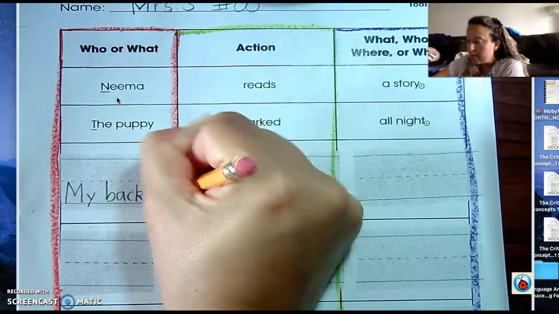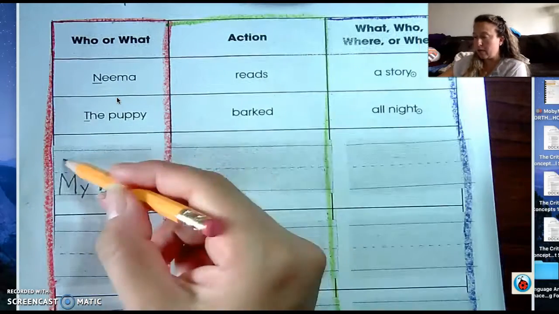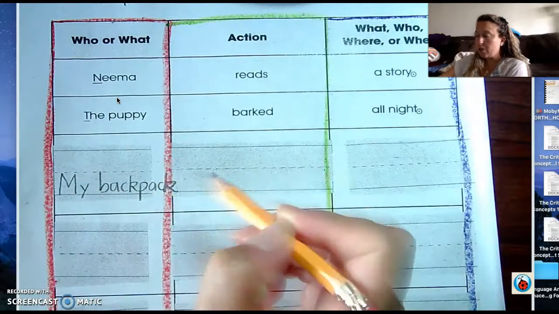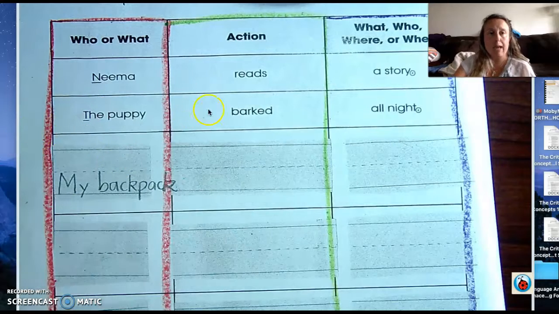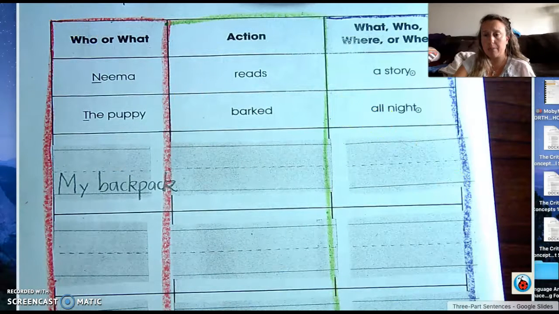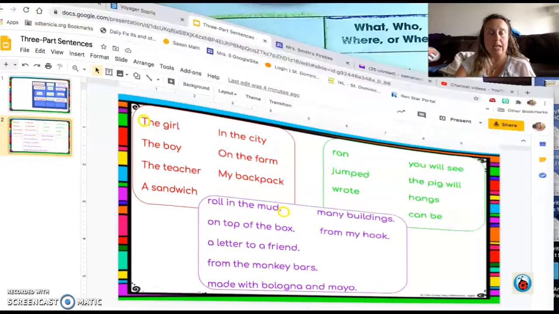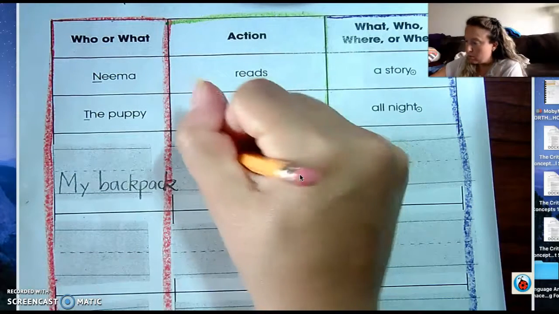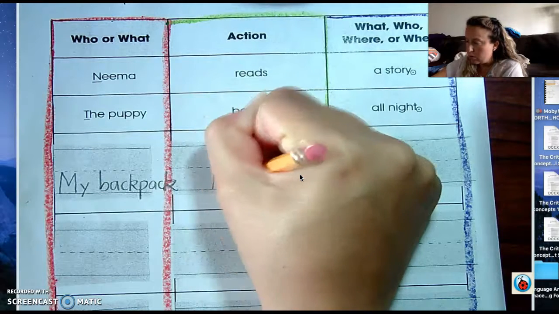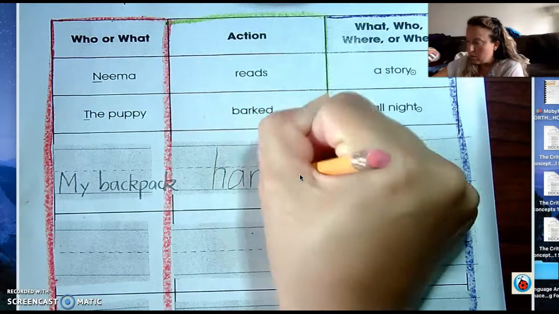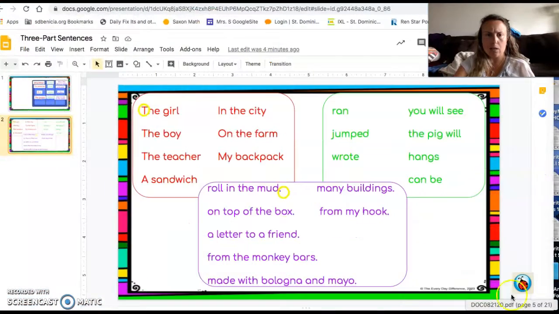Now I know that the spaces aren't very big, so you can also just write on top and then use it as 2 lines. You'll notice that I kind of went over my red line. That would be fine. So I have my backpack. Let's find out what happened to my backpack. My backpack hangs. That's an action that a backpack can do. So now I have to think about it. Where is my backpack going to hang?